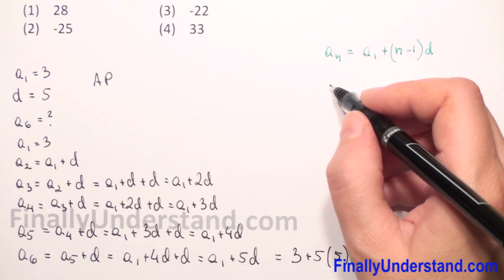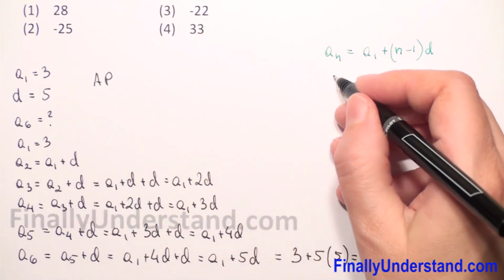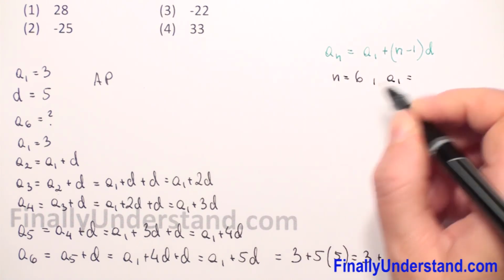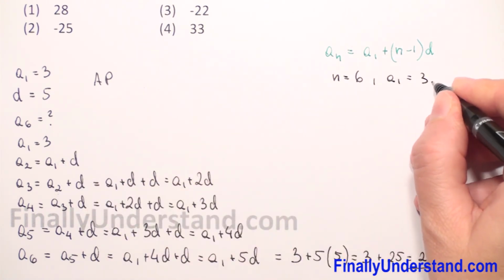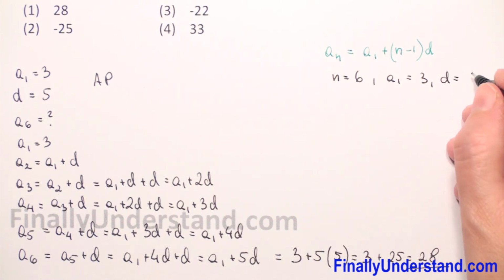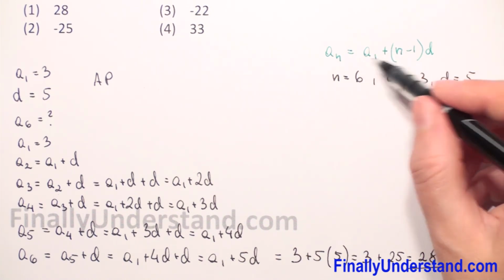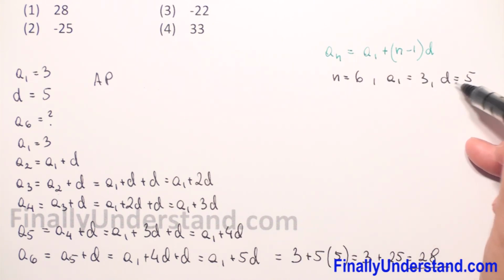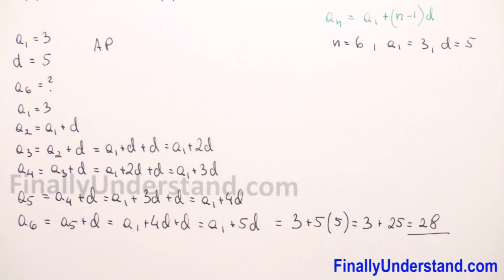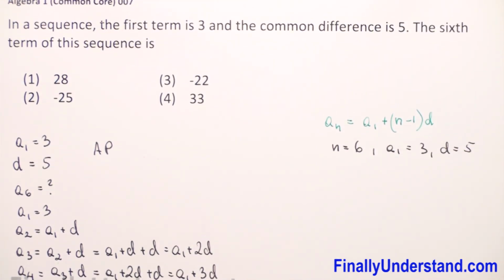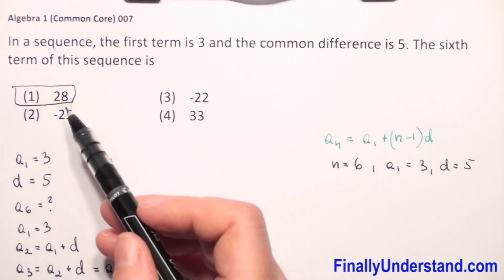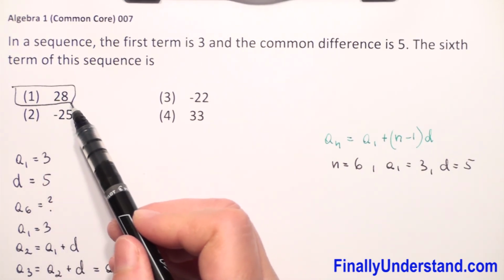In our example, we have to find 6 terms, so n is equal 6. A1 we have given as 3 and D is equal 5. So again we just substitute to this formula, n by 6, A1 by 3, D by 5, and you will get the same what we have here. So our solution is 28. The sixth term is 28.